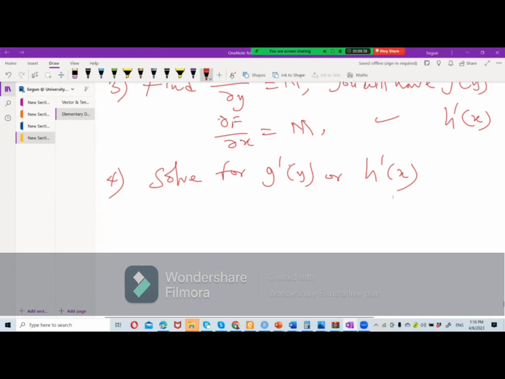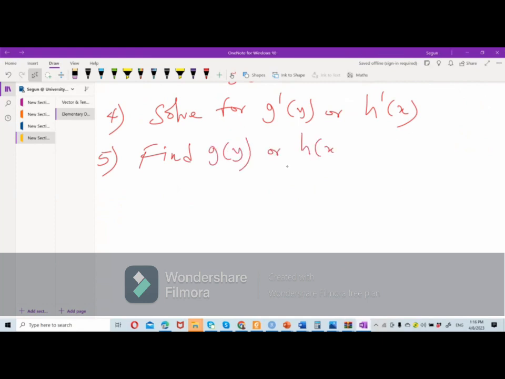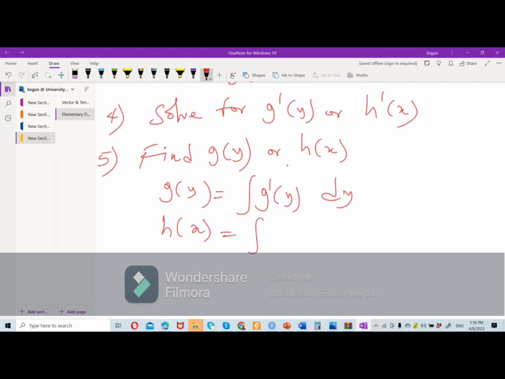So step 5, you have to find g of y or h of x, either of the two. If I'm to find g of y, it simply means I'm going to integrate g prime of y dy. If it is h of x, I'm going to integrate h prime of x dx. So that settles it.